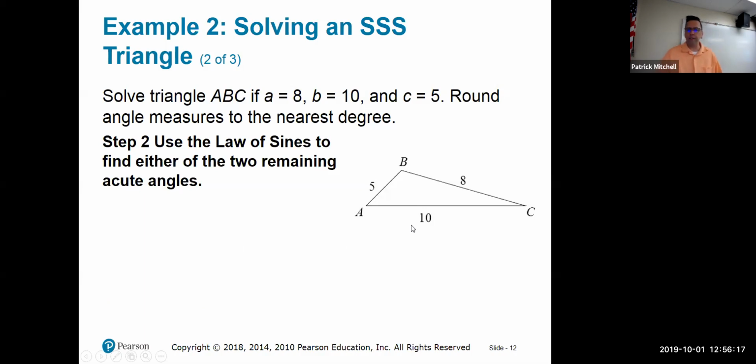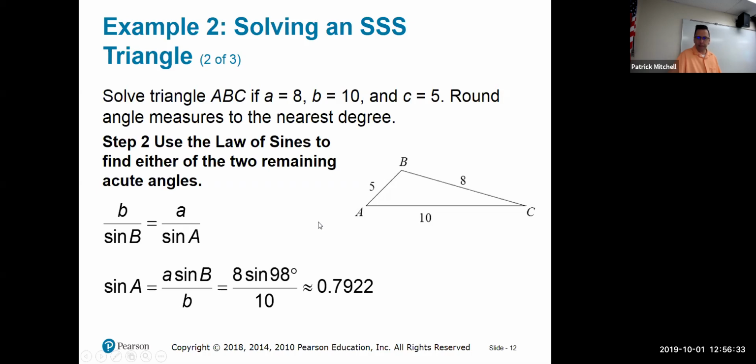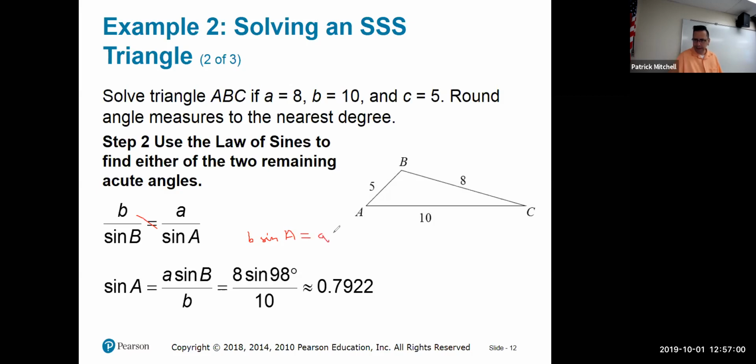Okay, so the next step is to use the law of sines to find either of the two remaining angles, which are guaranteed to both be acute. And they chose angle A. So again, I bet they're going to cross multiply these. Oh, they skipped that step. All right. They did cross multiply them, and then they went right ahead and divided both sides by B. That was sneaky of them. Okay, so B sine A is equal to A sine B, and then they divided both sides by little b. So that's how they got that.